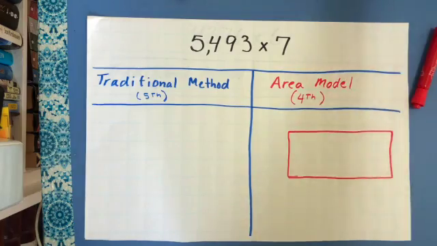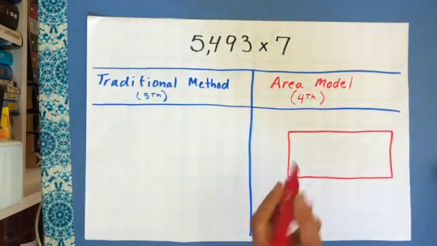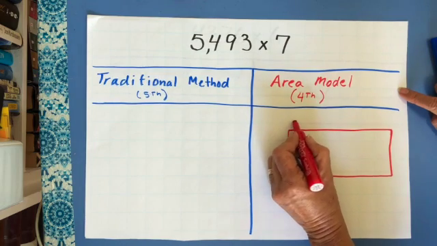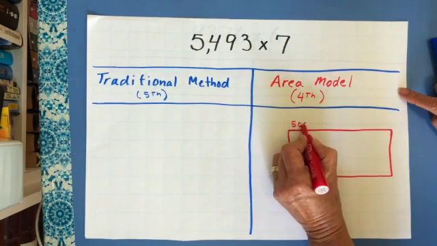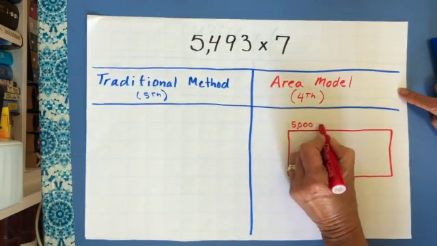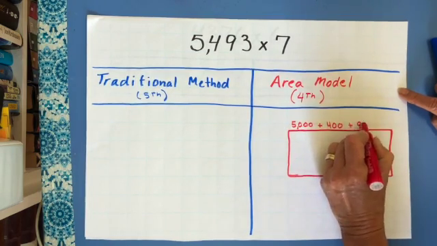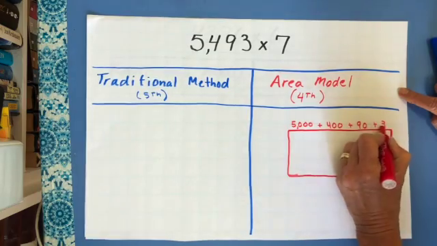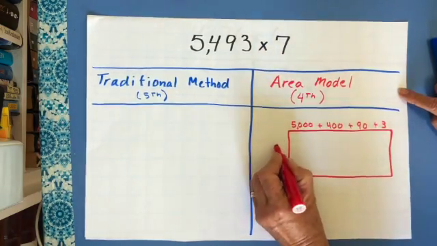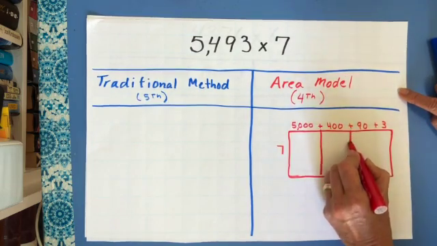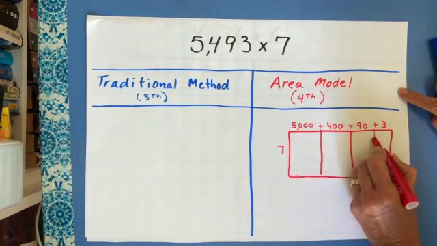All right, so you're going to start seeing a pattern. The same thing for 4 by 1s. So I'm going to start with the area model. I'm going to write this number in expanded form. So I've got 5,000 plus 400 plus 90 plus 3. And then I've got the 7. Wherever I have a plus sign, I just draw a line. I don't have enough room here.